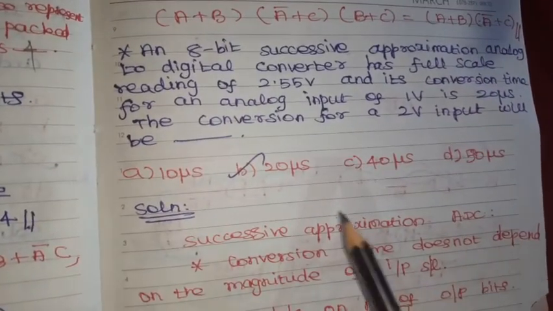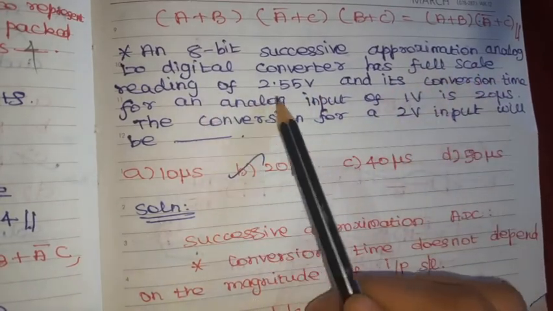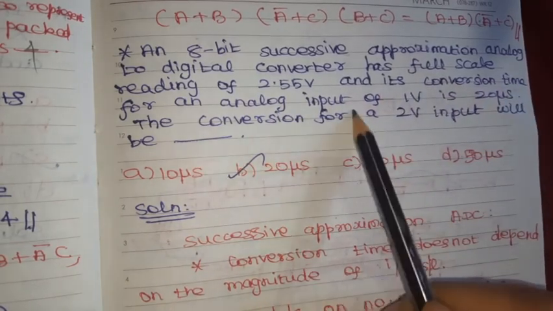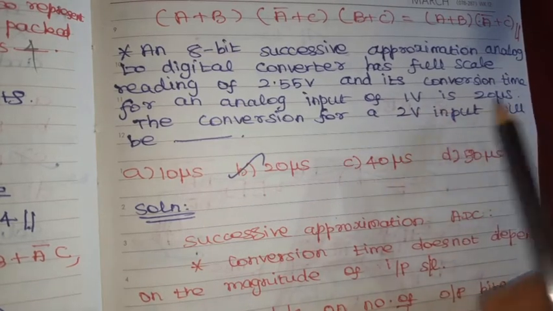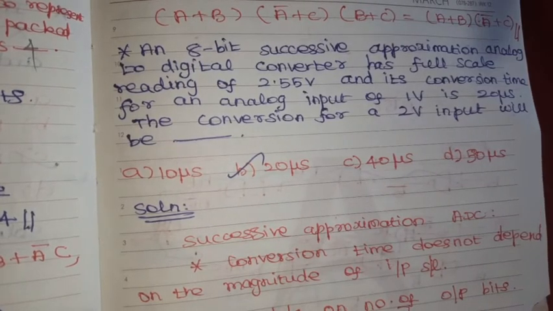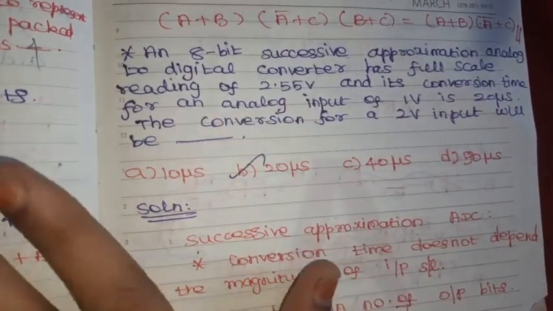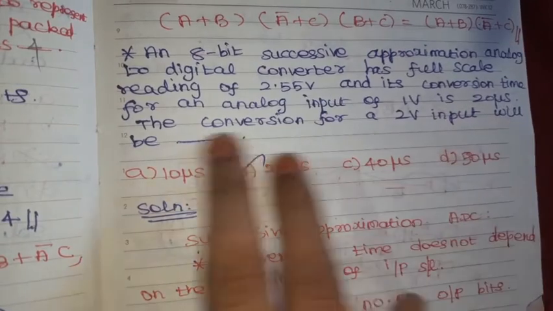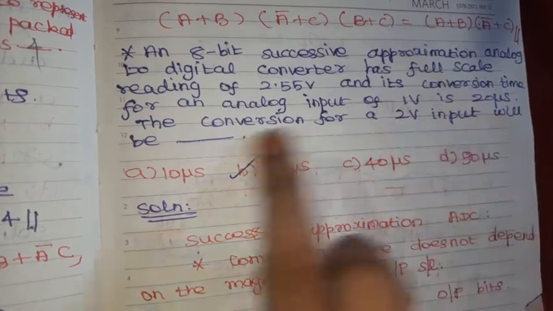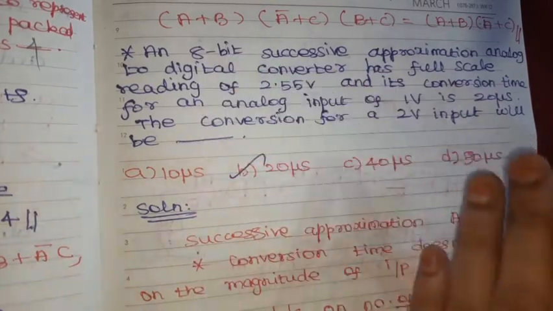Okay. An 8-bit successive approximation analog to digital converter has a full scale reading of 2.55 volt and its corresponding conversion time for an analog input of 1 volt is 20 microseconds. The conversion time for a 2 volt input will be? So what is given? An 8-bit successive approximation ADC has full scale reading of 2.55 volt. And for analog input 1 volt, what is the conversion time? 20 microseconds. Then we need to find out for 2 volt what is the conversion time.